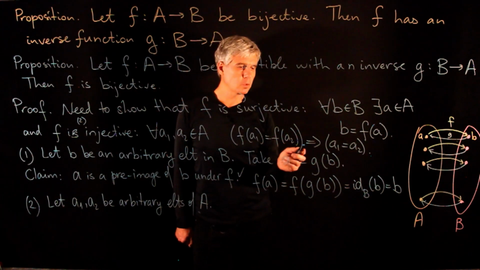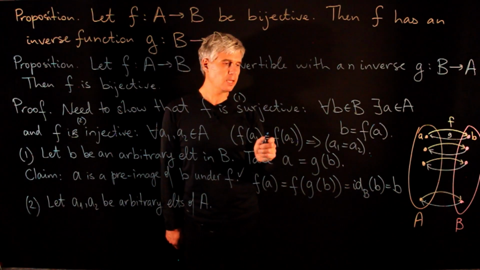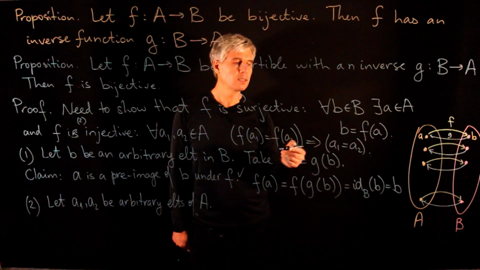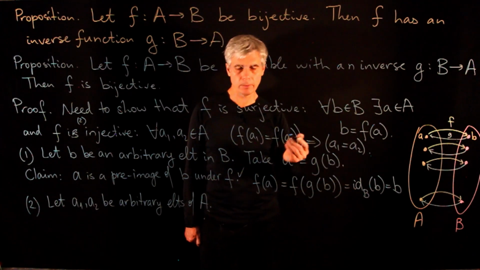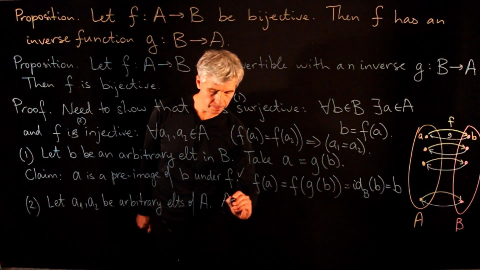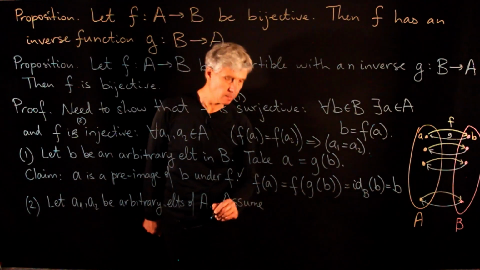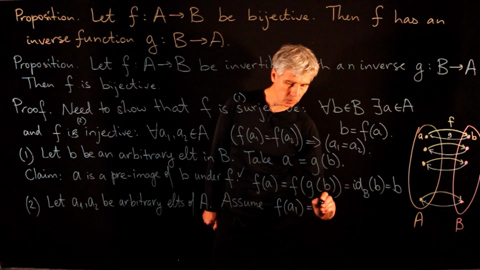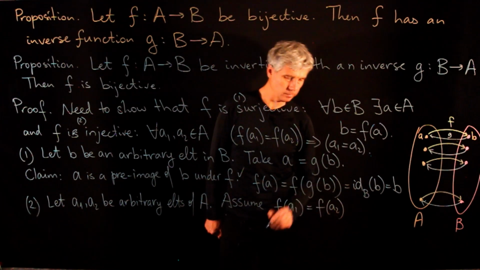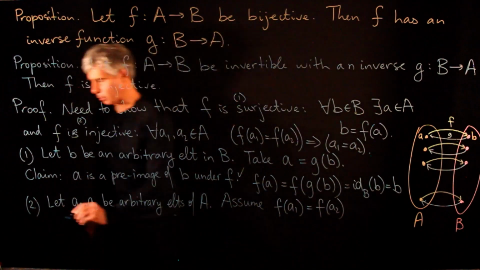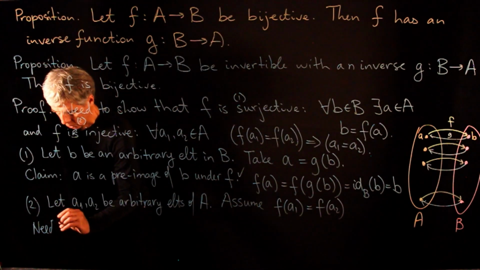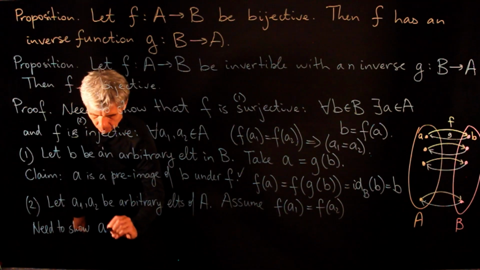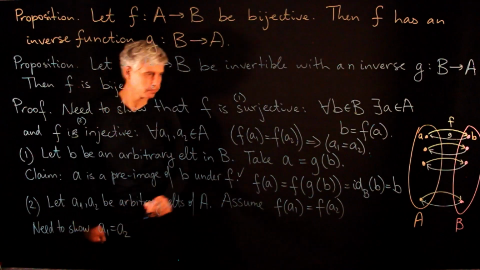Now, we need to prove an implication that X implies Y. So to prove this, we say, let's assume X, and let's derive Y from that. So we assume that f of A1 is equal to f of A2. Right? So now we need to show that A1 is equal to A2.